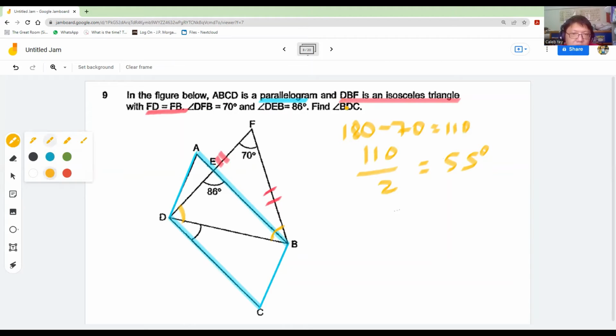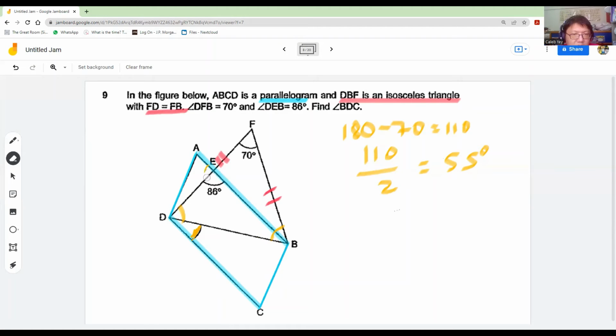Okay, so what do we need to find? We need to find BDC. Right. So it's this yellow one. Okay. Taking what we have, we can actually find all the angles within the parallelogram, and that will pretty much solve the question. So let's just find this one here. Big angles on the straight line, right? Actually, there's no need to go so far.